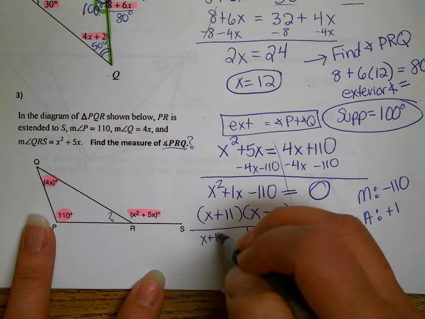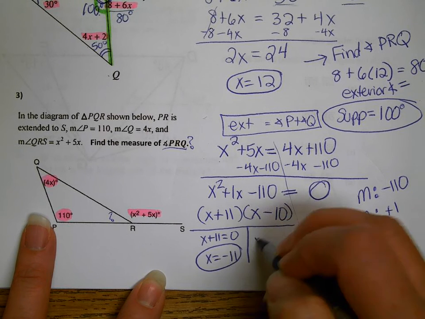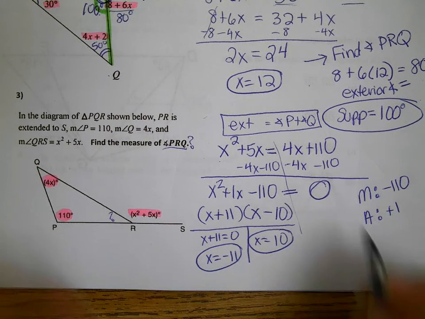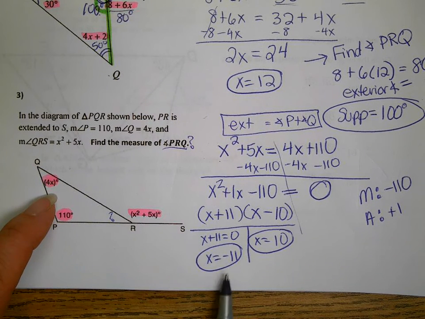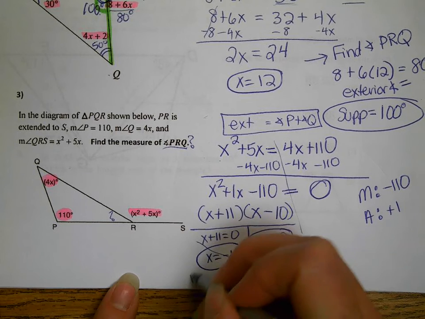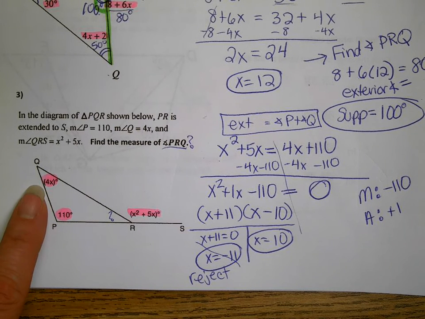Therefore, setting each factor equal to 0 gives us x equals negative 11 and x equals positive 10. Now, if we were to sub back in this negative 11, that gives us negative 44 degrees here for angle Q. So we're actually going to reject the negative because it can't be a negative angle measure.